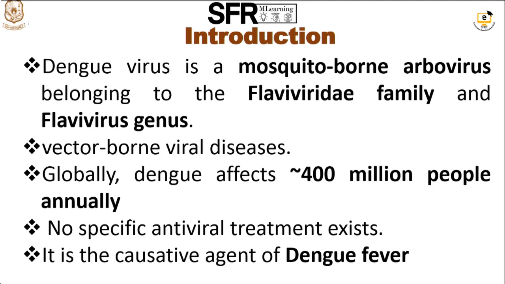First, dengue virus is a mosquito-borne arbovirus belonging to the family Flaviviridae and the genus Flavivirus. It is one of the vector-borne viral diseases, and it affects approximately 400 million people per annum globally. Dengue virus can cause dengue fever in human populations. There is no specific antiviral treatment for dengue fever.